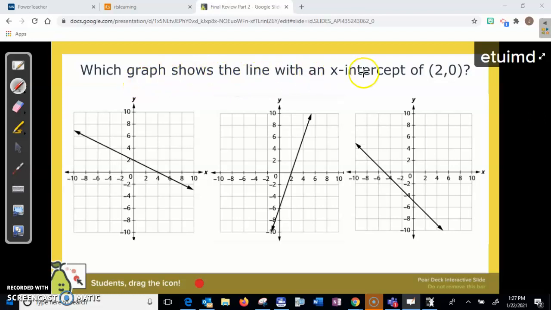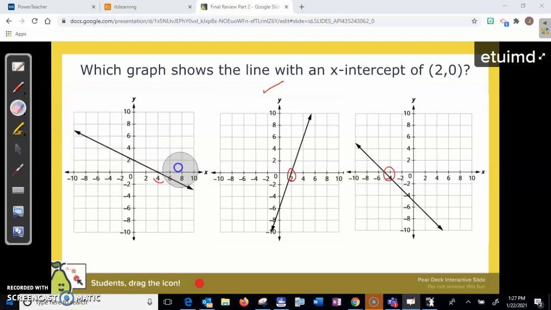So the graph shows the line of an x-intercept. Guys, x-intercept, that's whenever this slope touches the x-axis. And if you notice, this touches here, here, and here. Which one touches at (2, 0)? The one in the middle. Easy as that. Let's continue.